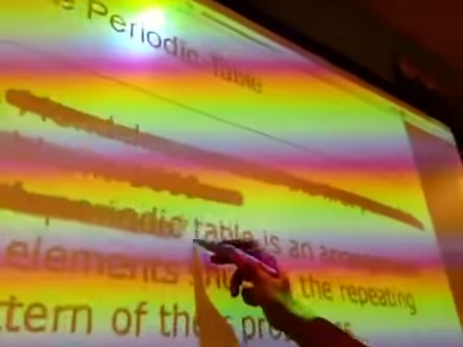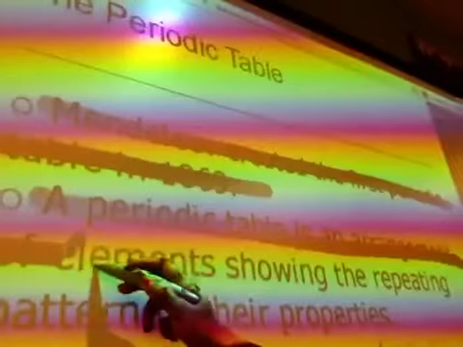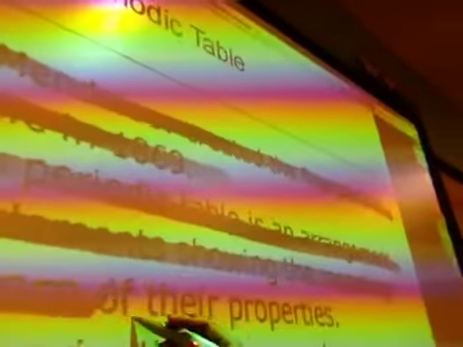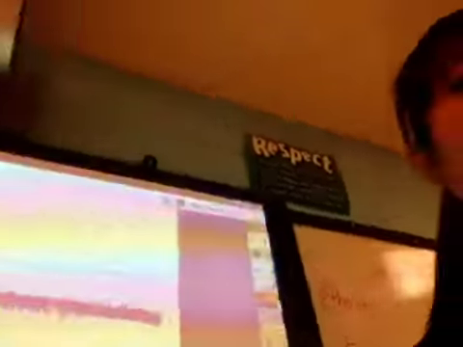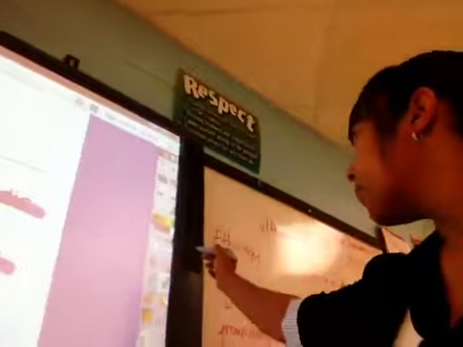Now, a periodic table is an arrangement of elements showing the repeating pattern of their properties. Now, as scientists discover new elements and learn more about atomic structure, the periodic table changed.